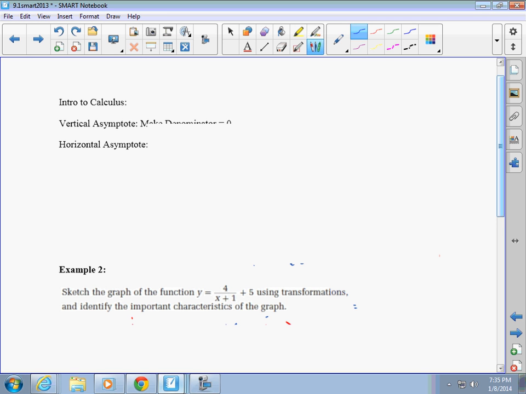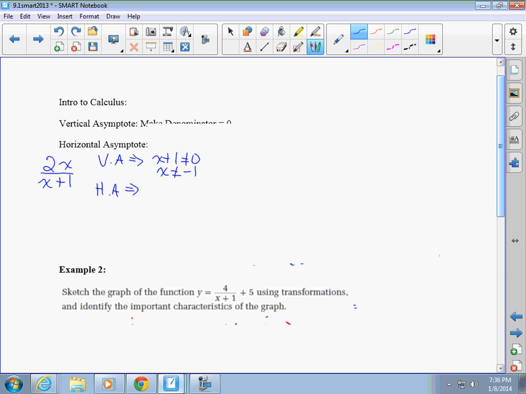So for a horizontal asymptote, if I had 2x over x plus 1, my vertical asymptote then is when I take my denominator and put it equal to 0. So I take my denominator, x plus 1, put it not equal to 0, so x is not equal to negative 1. So that's going to be where my vertical asymptote is.